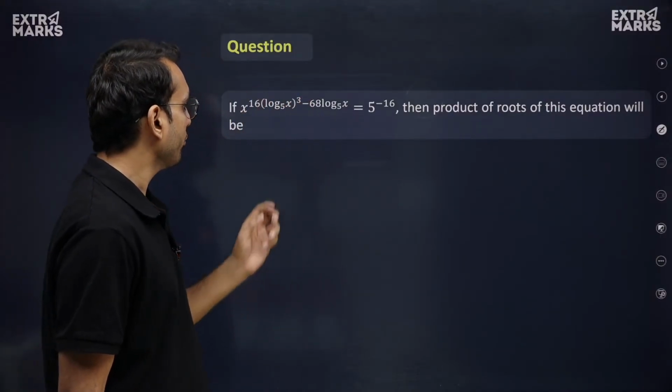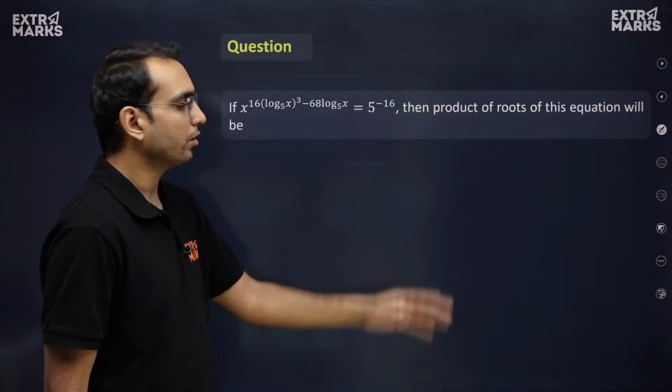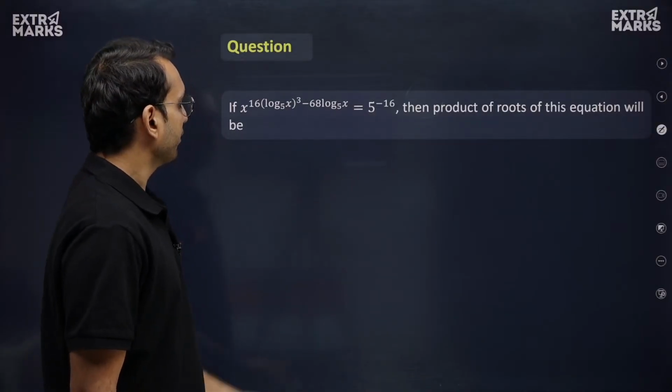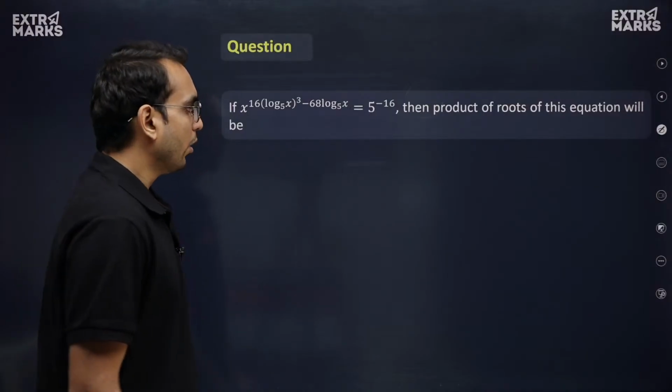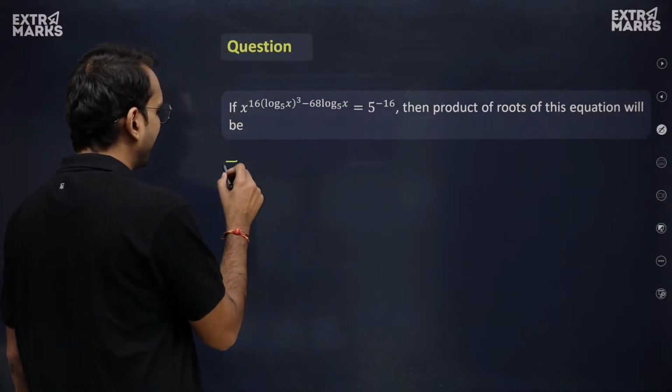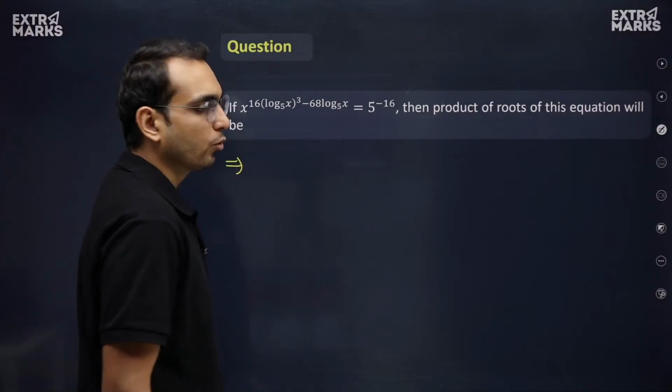Now you can see x to the power something equals 5 to the power something, and it is clearly a problem of logs. Now how can we solve that? Let's take log on both sides. You have practiced more than enough for this chapter.